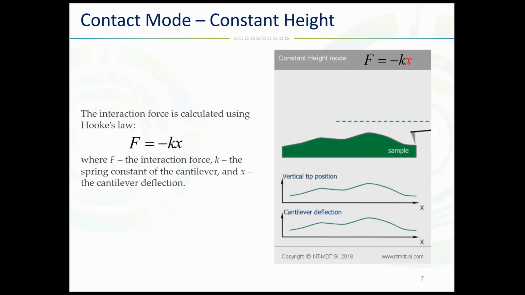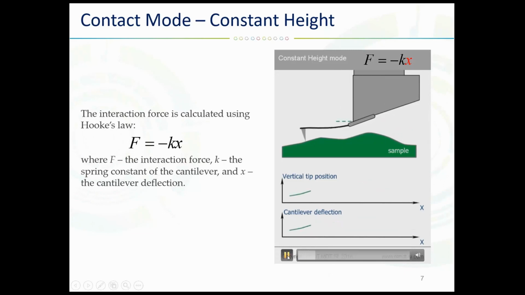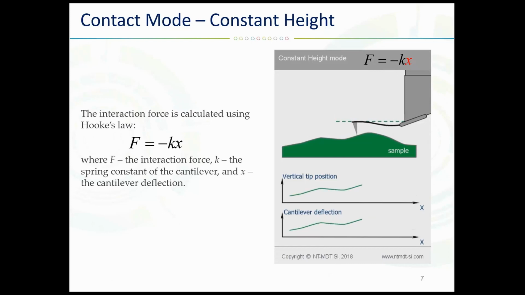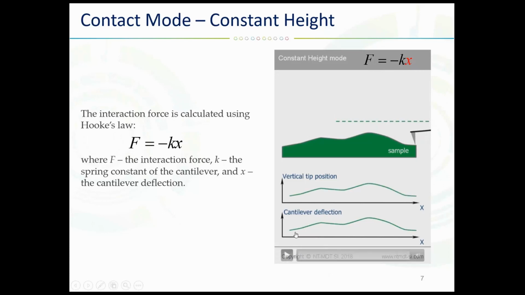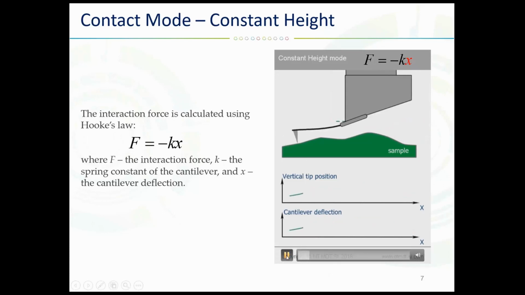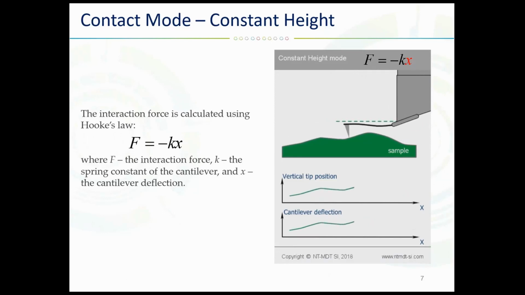The disadvantage of this mode is that the samples should be sufficiently smooth, and when you are working with soft materials like biological samples and polymers, they can be destroyed by scratching, because again the tip is constantly touching the surface here. So this is the constant height mode in the group of contact modes.